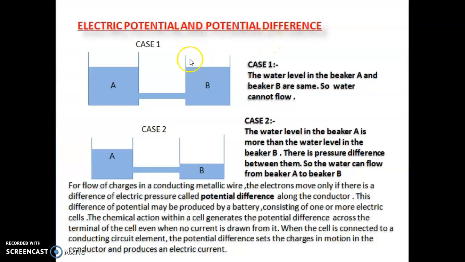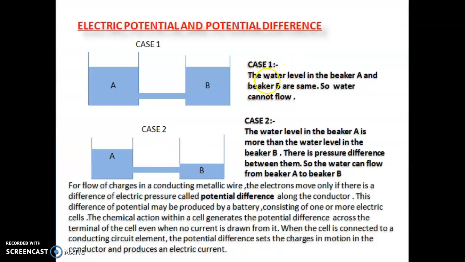So you are seeing two diagrams. In the first diagram, beaker A and beaker B have the same water level, so the water cannot flow. But in case 2, beaker A has more water than beaker B. So there is a pressure difference between beaker A and beaker B, and the water will flow from A to B.